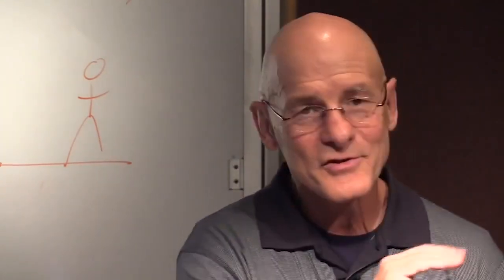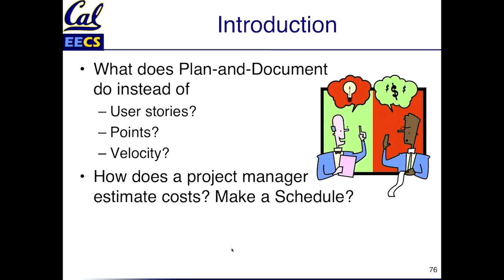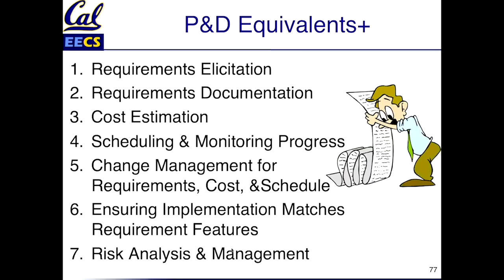They don't use user stories, points, or velocity. What do they do instead? It's pre-Agile. How do you make these costs, and how do you make these schedules? These are all the steps. If you get to be the program manager, you're going to do requirements elicitation, requirements documentation, and the cost estimate. You're also going to be doing the scheduling and monitoring the progress of the project.